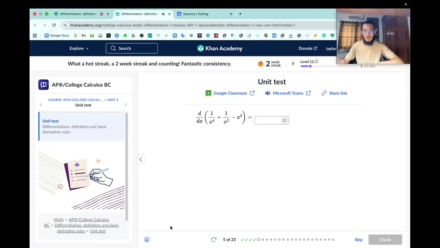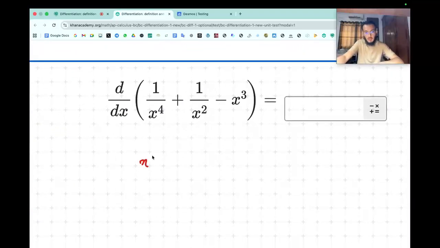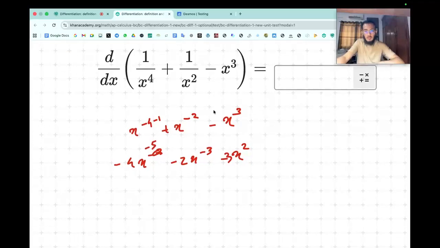We have to differentiate this, but before we do so, we have to move this to the numerator. So x to the power negative 4, plus x to the power negative 2, minus x cubed. Differentiating this becomes negative 4 x to the power negative 5, because we subtract 1 to get x to the power negative 5, minus 2 x to the power negative 3, minus 3x squared. So negative 4 comes here and we reduce the power by 1, giving negative 5; negative 2 comes here, reduce by 1, negative 3; and 3 comes here for x cubed, reduce by 1, giving 3x squared.